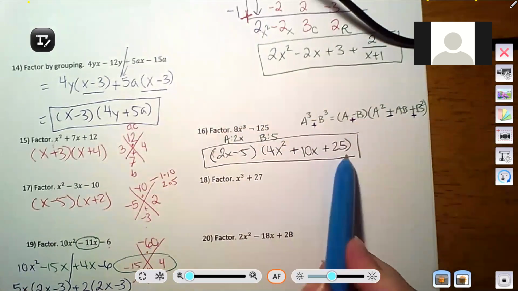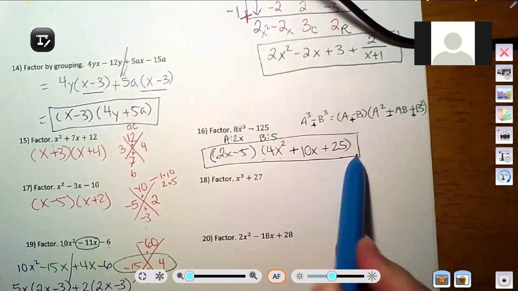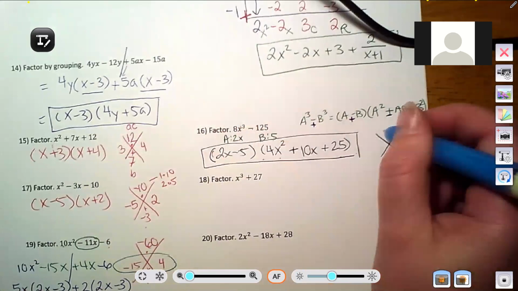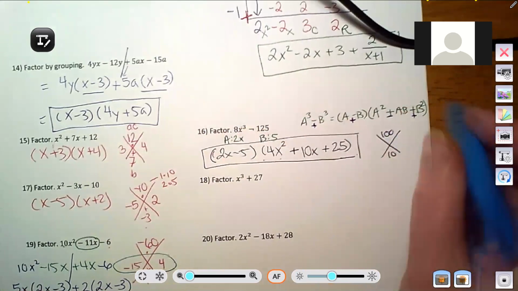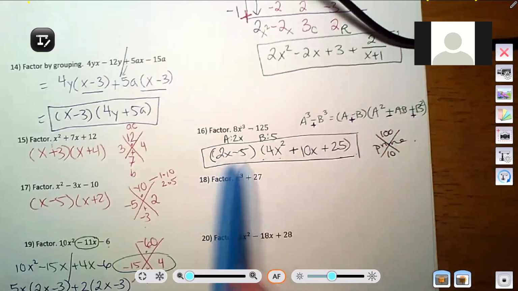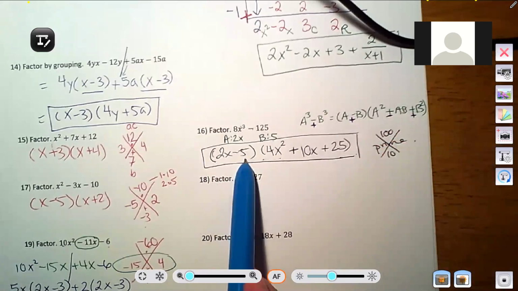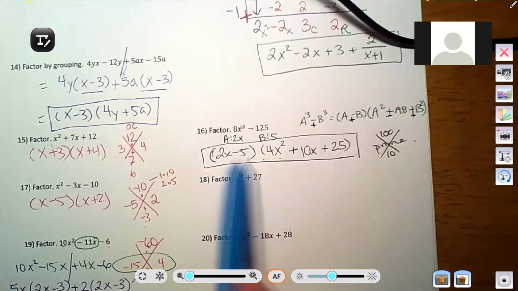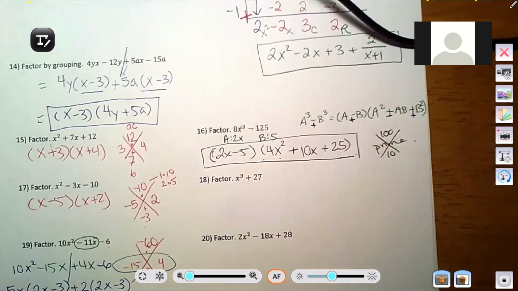You should check if there's a way to factor this. The way you do that is, again, 4 times 25, 100, and then 10, nothing works, that's prime. And so that's why you can't go any further. There's nothing here with these two terms. It's not a difference of squares or a difference of cubes. It is just a binomial.